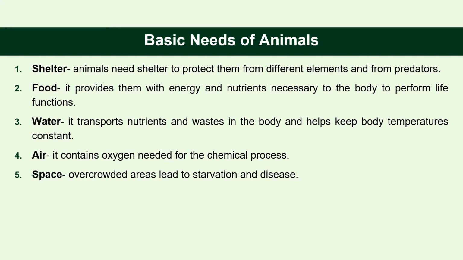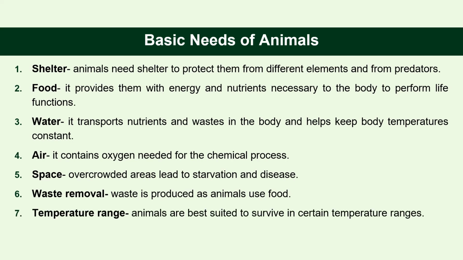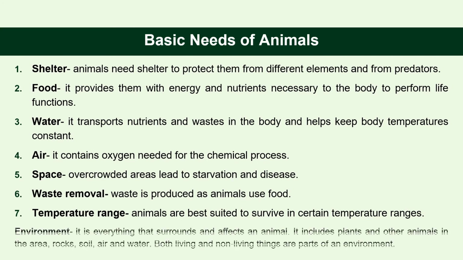Space. Overcrowded areas lead to starvation and disease. Waste removal. Waste is produced as animals use food. Temperature range. Animals are best suited to survive in certain temperature ranges. Remember that environment is everything that surrounds and affects an animal. It includes plants and other animals in the area, rocks, soil, air, and water. In other words, both living and non-living things are parts of an environment.